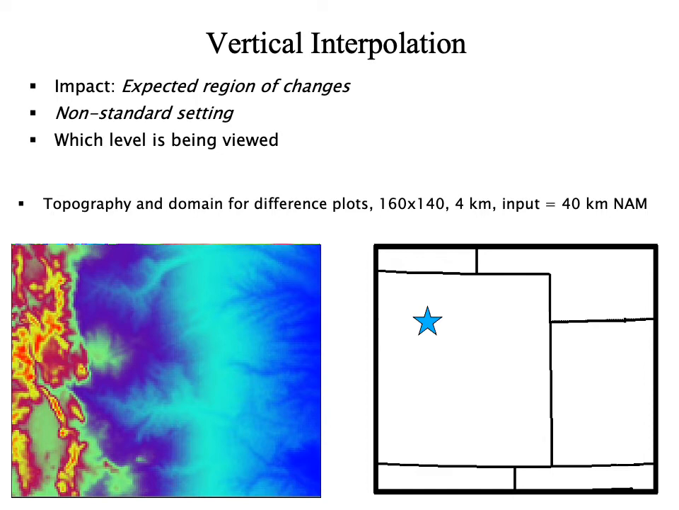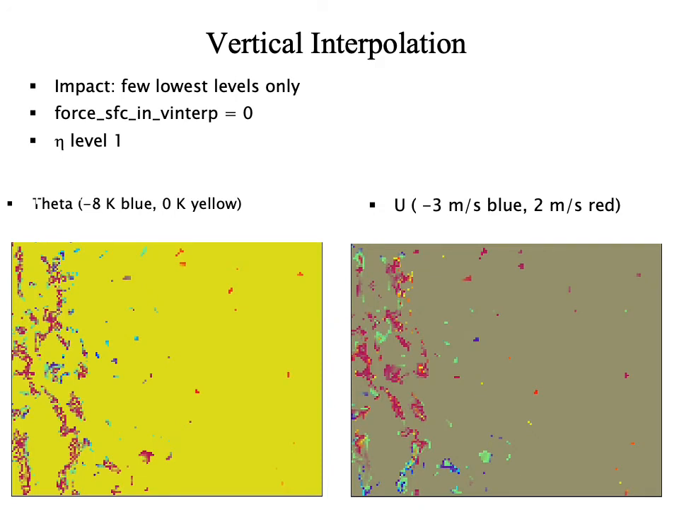What we're going to do is show, with a few different options, the impact of activating an option versus not activating an option over this domain. For the next few slides, the left-hand side will always refer to the potential temperature field, and the right-hand side will always refer to the U component of the horizontal speed.